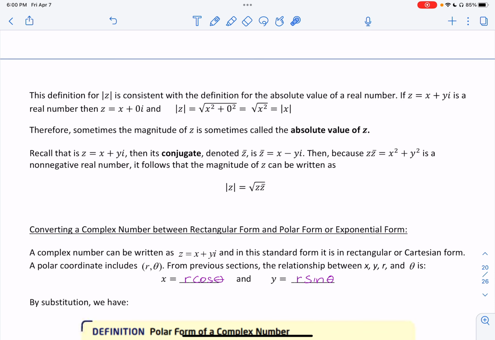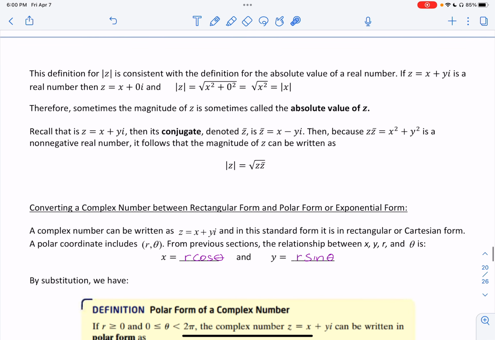So if we want to convert this complex number from rectangular form to a polar form or an exponential form, we're going to talk about how we can do that. First we're going to go to polar form. I can use the same things that we learned earlier in chapter 10, where the relationship between x, y, and theta is x equals r cosine theta, and y equals r sine theta.